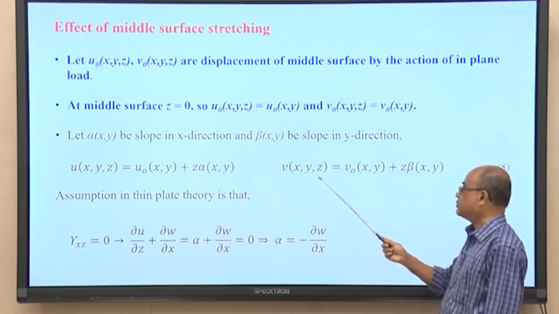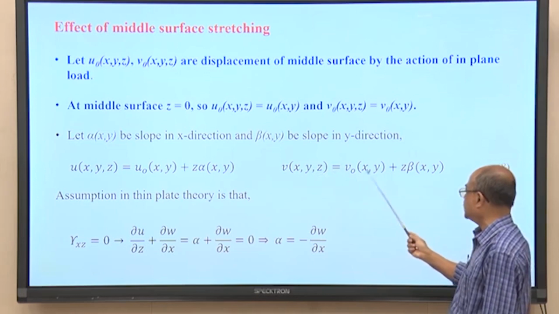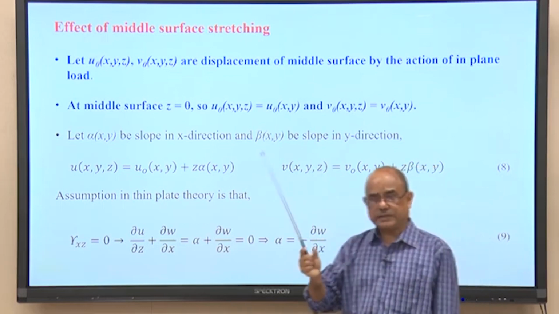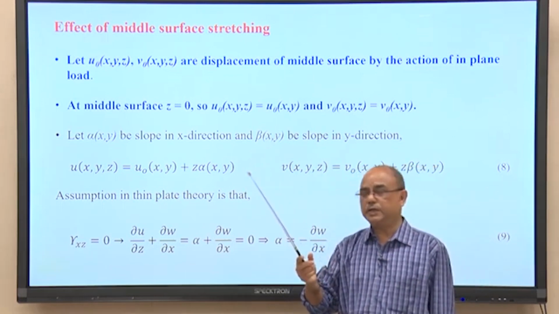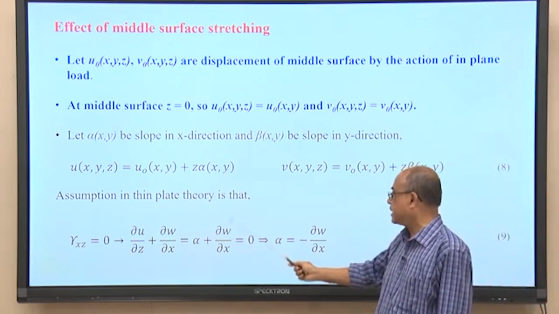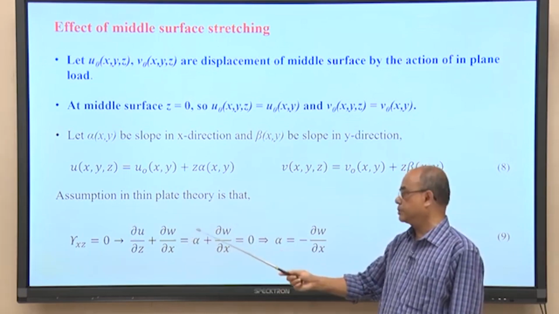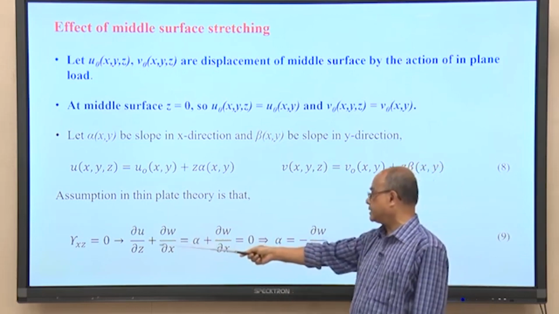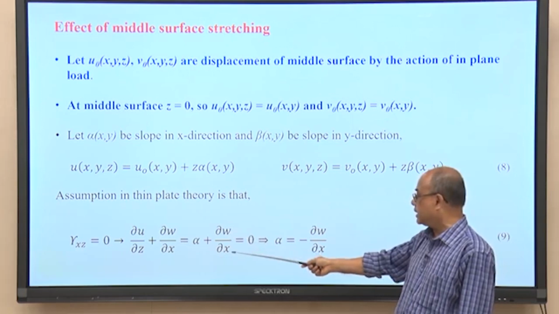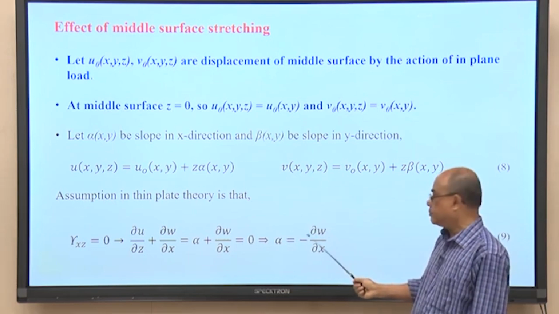Similarly, the displacement in y direction, that is v (x, y, z), is the middle surface stretching plus the extension that is developed due to bending of the plate, that is z into beta. The assumption in thin plate theory is that gamma xz is 0 and gamma yz is 0. So, taking gamma xz equal to 0, we get alpha plus del w by del x equal to 0. This shows that alpha is equal to minus del w by del x.